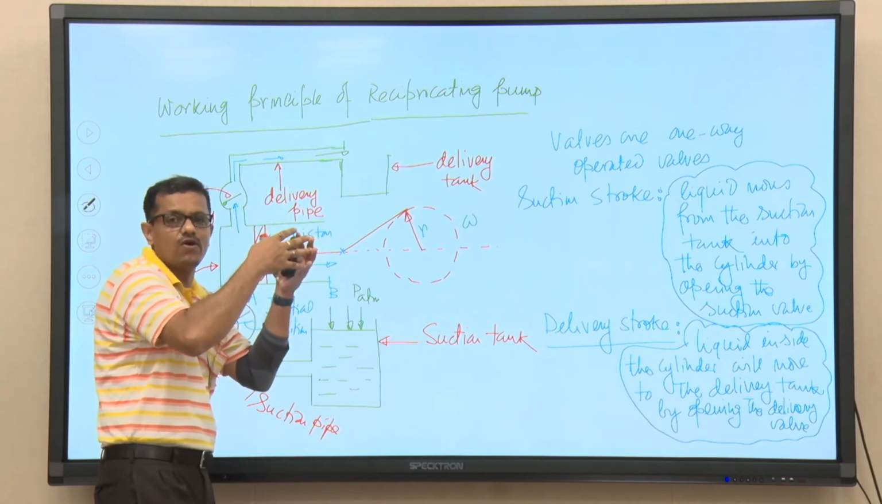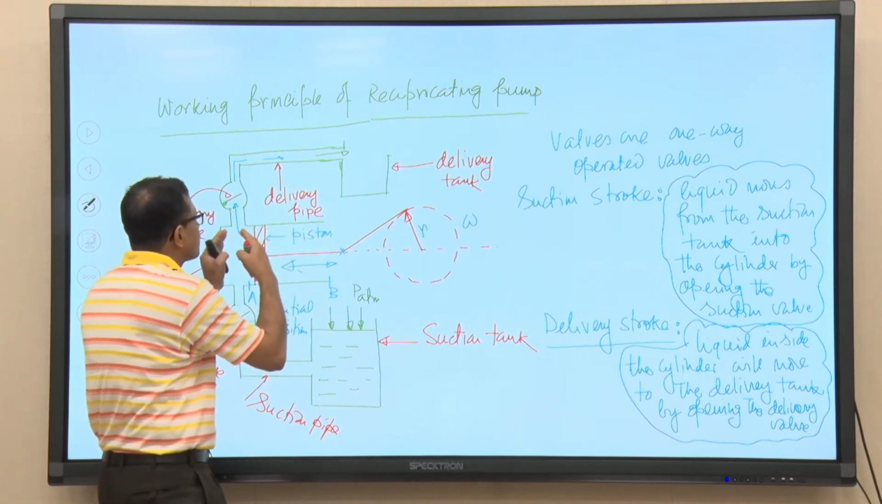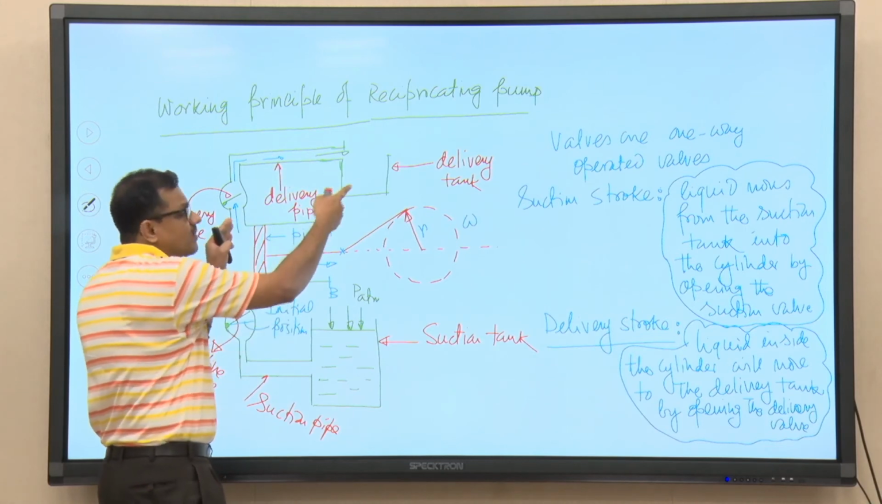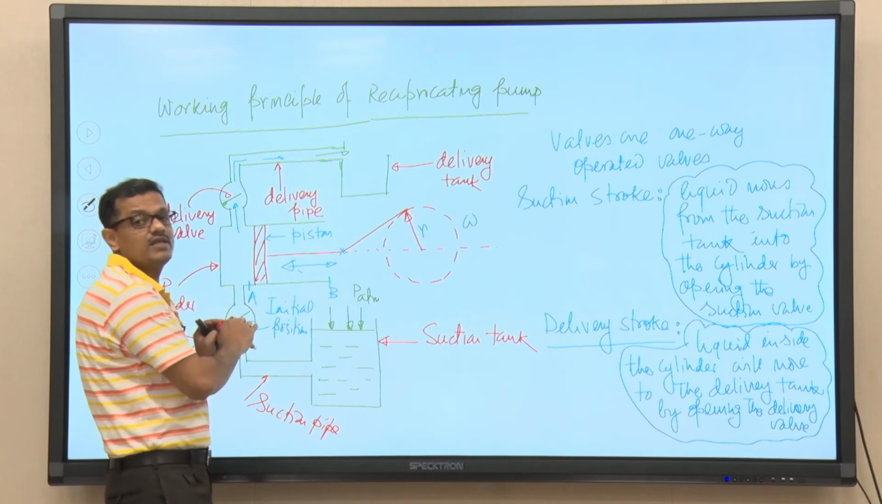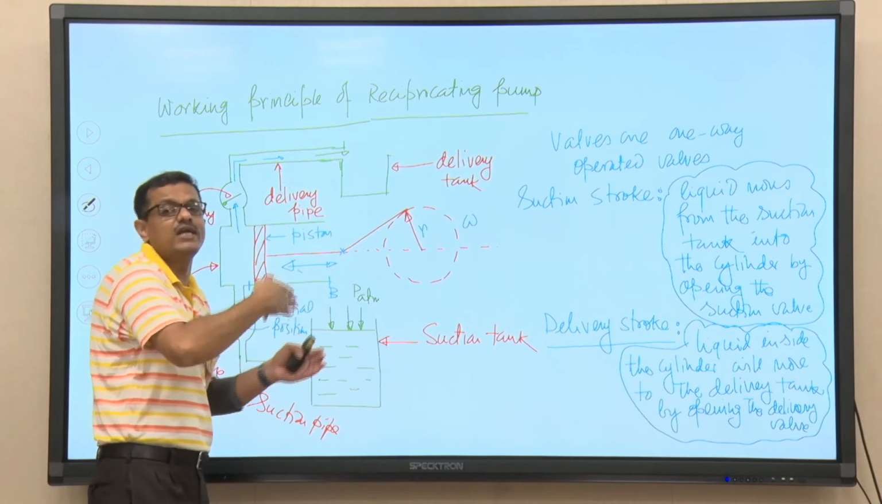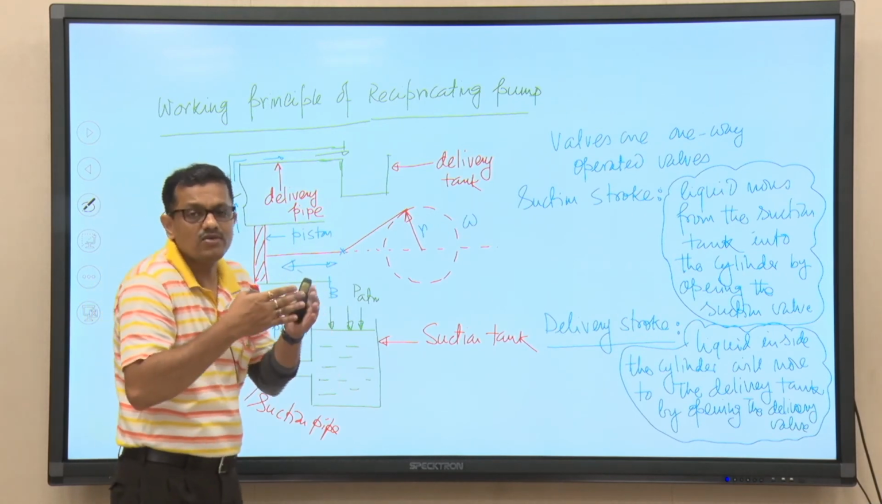So, there is no inflow. When the liquid is getting discharged to the delivery tank during the delivery stroke, the suction valve remains closed. So, there is no inflow, there is no inlet. So, that is how this is a control mass system.